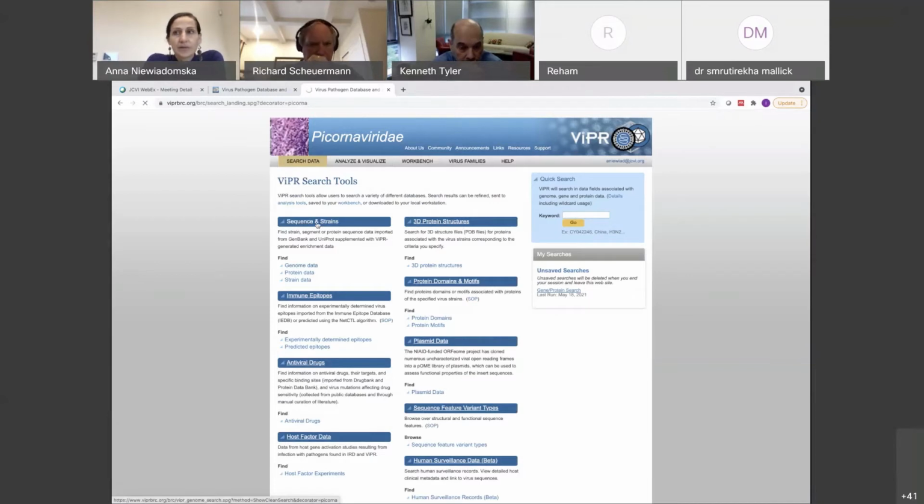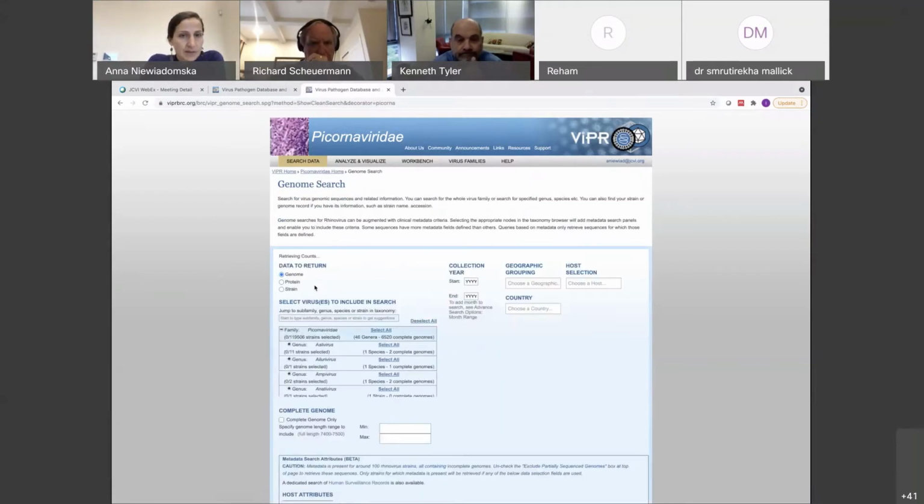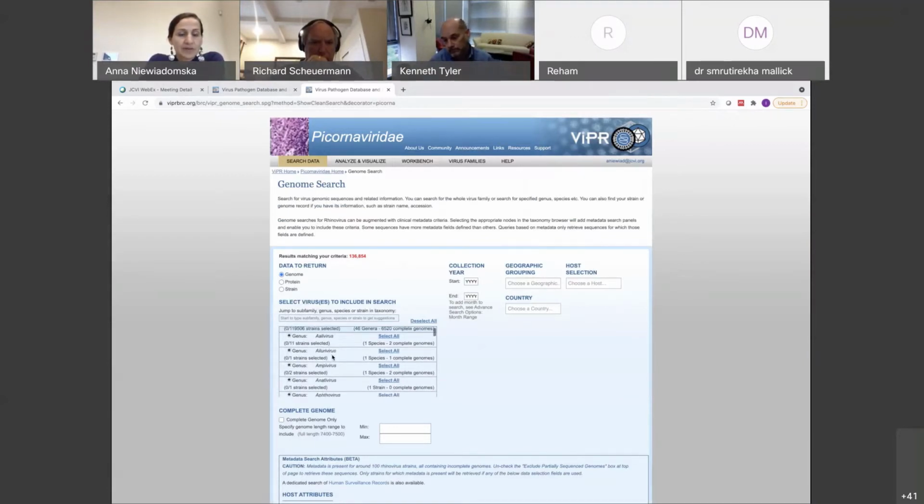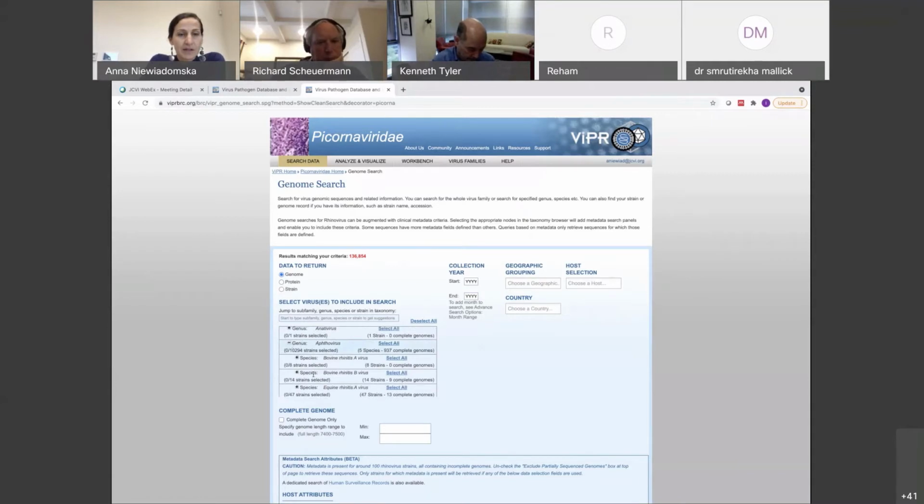So whether you're interested in rhinoviruses or enteroviruses, or you happen to work on foot and mouth disease, all of the different genera are available here, and you can find them by scrolling through the taxonomy tree. So the different viral genera that we discussed are here, and you can expand and collapse them as needed.